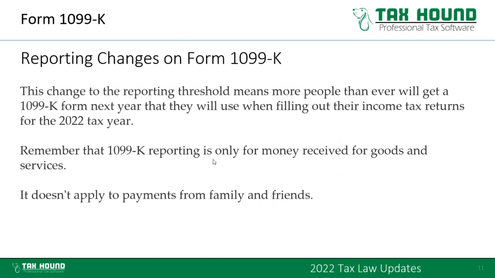Remember that the 1099K reporting is only for money received for goods and services. It does not apply to payments from family and friends. For example, if I went out with my sister to dinner and I paid and she cashed me her half, that doesn't count. Okay.